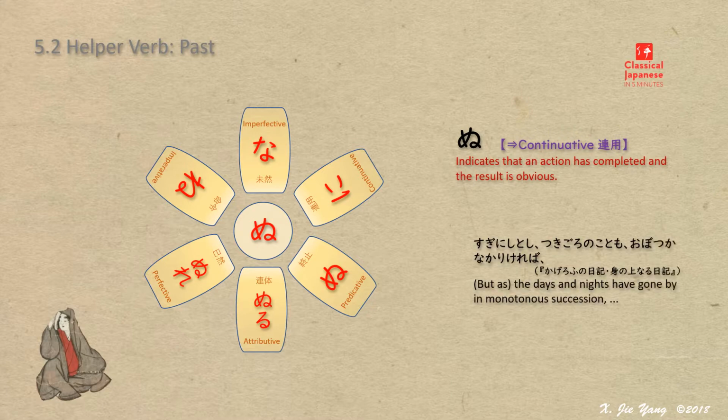Nu indicates that action has completed and the result is obvious. Example from かげろう日記. 杉西年、月頃のこともおぼつかなかりければ、済んでしまった年月のことなど、いずれもおぼろげになったので。Nu follows the continuative form, and here it is in its continuative form to connect to the helper word ki in its attributive form, し.